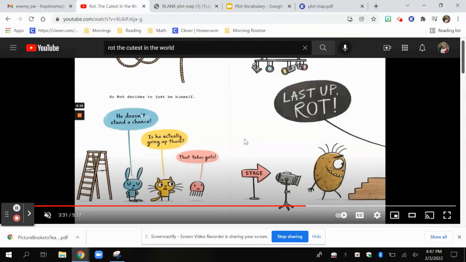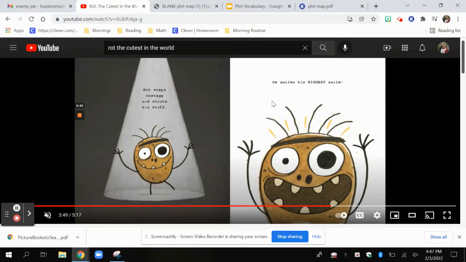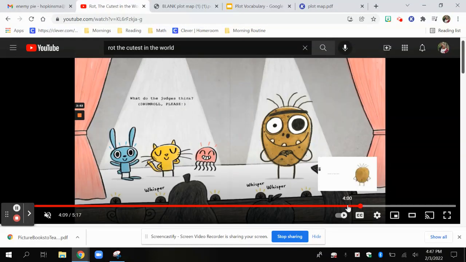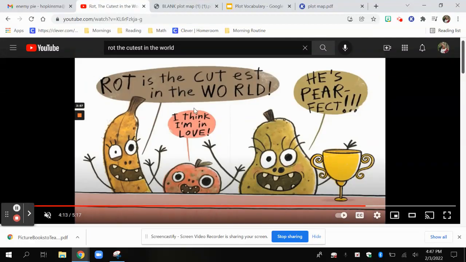So Rot decides to just be himself. He doesn't stand a chance. Is he actually going up there? That takes guts. Last up, Rot. Rot steps on stage and struts his stuff. He smiles his biggest smile. He shows his best side. What do the judges think? Drum roll, please. Whisper, whisper, whisper. Rot is the cutest in the world. I think I'm in love. He's perfect.